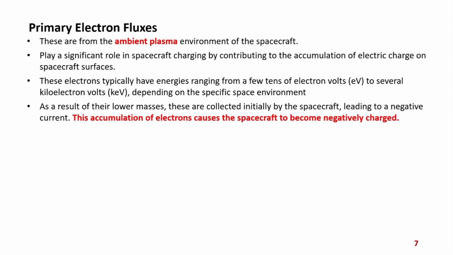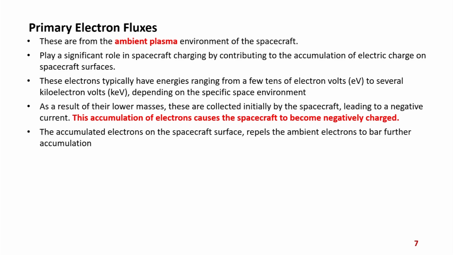So this accumulation of electrons causes the spacecraft to become negatively charged. It also repels the ambient electrons, preventing further accumulation, and then come the primary ion fluxes.